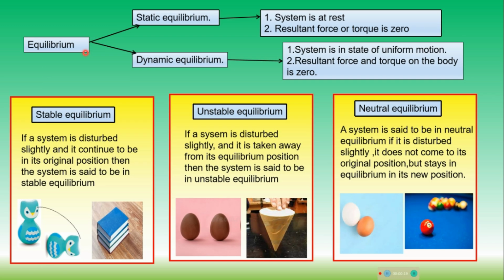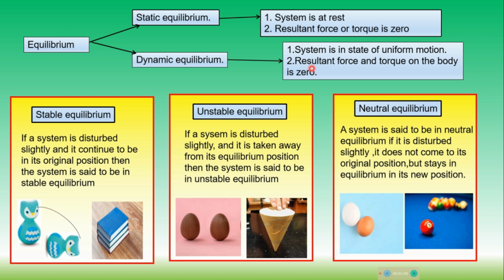Equilibrium. Equilibrium can be classified as static equilibrium or dynamic equilibrium. In static equilibrium, when the physical state of a system is at rest and the resultant force or torque is zero, then we say that the system is in static equilibrium. In dynamic equilibrium, the physical state of a system is in uniform motion and the resultant force and torque on the system is zero, we say that the system is in dynamic equilibrium. So in dynamic equilibrium, the system will move with constant speed because it is a state of uniform motion.